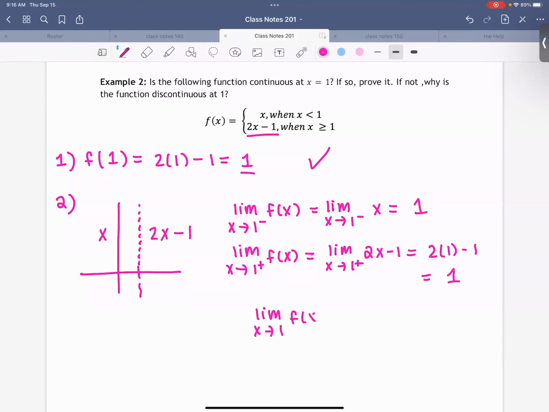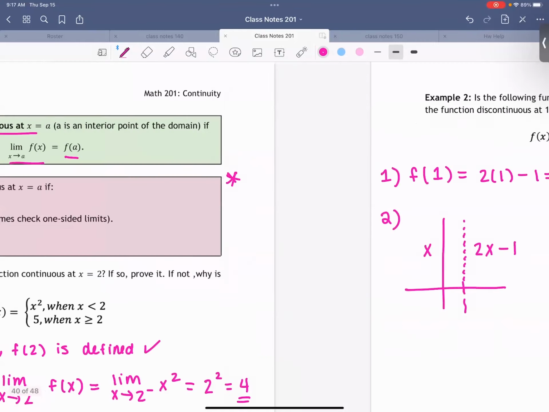Gosh, writing is so hard sometimes. What's the full limit? 1. It's 1, good, because they match, right? And they're both 1, so the limit as x approaches 1 is 1. Okay, so it looks like we've satisfied number 2 of our continuity test because our limit exists.